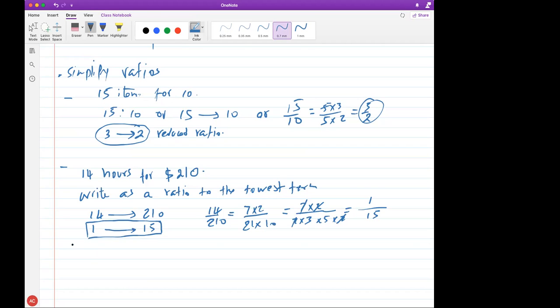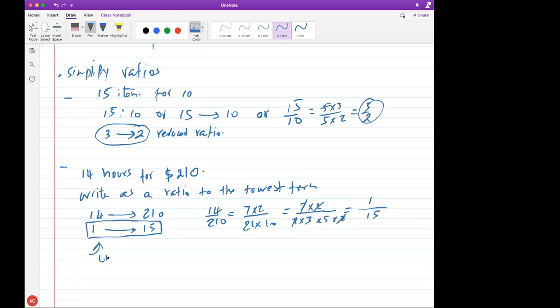That's what you can say, $15 per hour. So this is what we call the unit rate. When you see 1 in the ratio, that's called the unit rate, but it has to be 1 on one of the sides. For example, 1 hour costs how much? Or 1 mile requires how much gas or something like that.